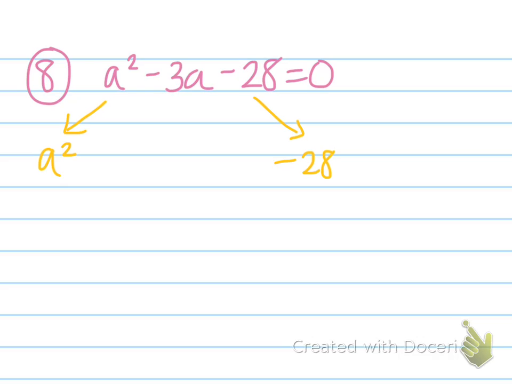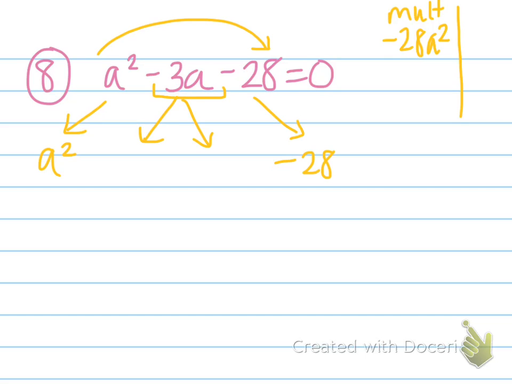And I keep the first and last terms exactly as they are, multiply the first and last terms together to get -28a squared, and I need to find two values that multiply to give me -28a squared, but at the same time add together to give me the middle term, because I'm going to be replacing the -3a with two terms that combine to equal -3a. And if you think about that for a second, you'll determine that -7a and +4a will add together to give you -3a, but also multiply together to give you -28a.